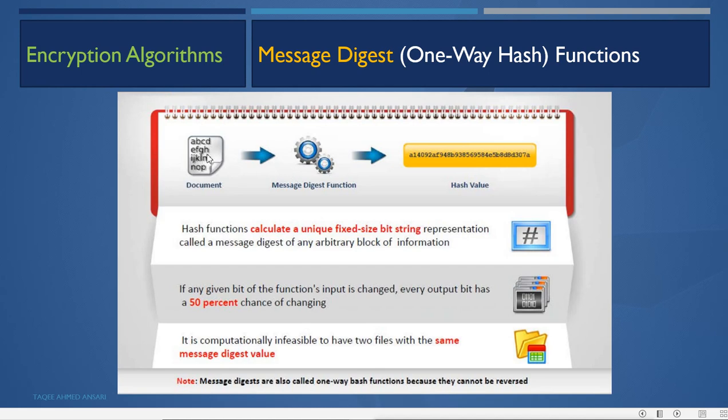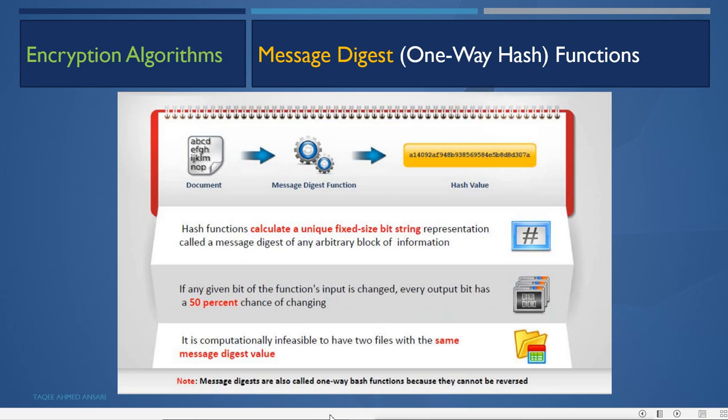It is only from one bit, and it is computationally infeasible to have two files with the same message digest value. That means it is practically impossible for two files to have the same digest value. Note that these message digests are also called one-way hash functions because they cannot be reversed.